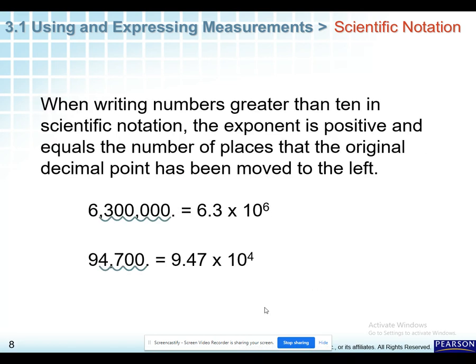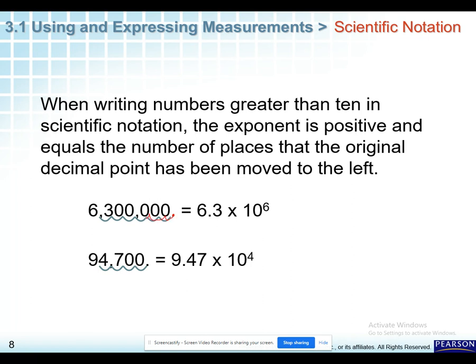So when writing numbers greater than 10 in scientific notation, usually our exponent is positive, and it equals the number of places that we originally had to move. So let's look at a few examples here. We are given 6,300,000. Usually, if you do not see a decimal in the number, it's located at the end. So here you can see the decimal at the end. We want this number to be between 1 and 10. So right now, that number is not between 1 and 10. So I have to move my decimal over.